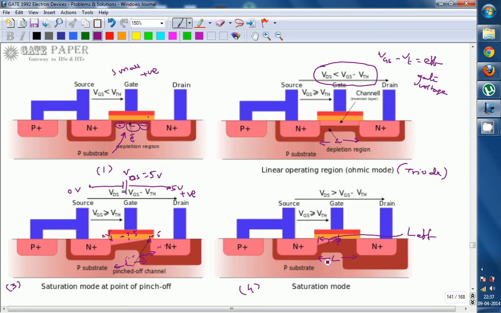Even though the metallurgical channel length is constant at L, the effective channel length, where the mobile charge carriers are present, is called the effective channel length. So the channel length becomes reduced. Because of that, even though we assume ID is constant in saturation, strictly speaking ID will increase. For a given VGS, if you increase VDS, the channel length becomes reduced.